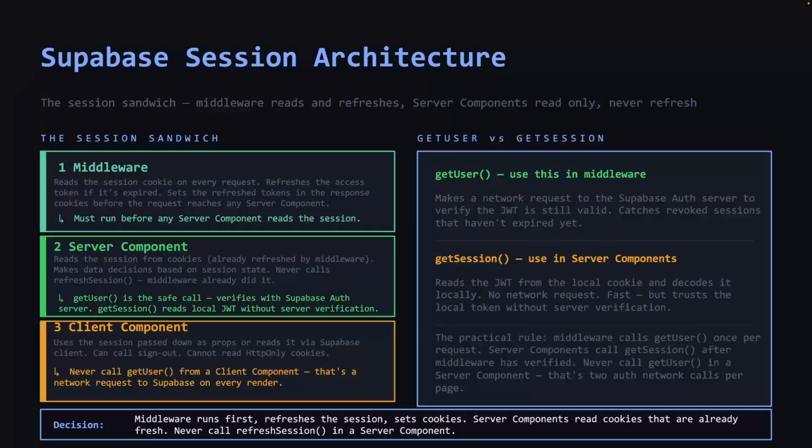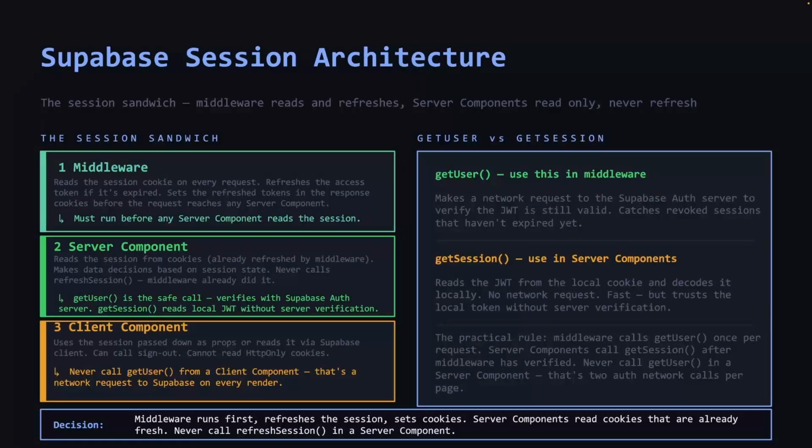Supabase session architecture. The session management architecture has 3 layers. This is what I'd call a session sandwich. Firstly, we have the middleware that runs on every request before any server component renders. It reads the session cookie, calls getUser to verify the JWT with the Supabase auth server. This refreshes the access token if it's expired and sets the refresh token in the response cookies. By the time any server component runs, the session is already verified and fresh.